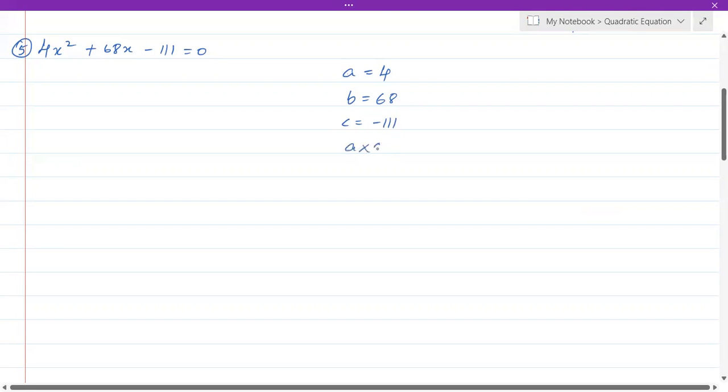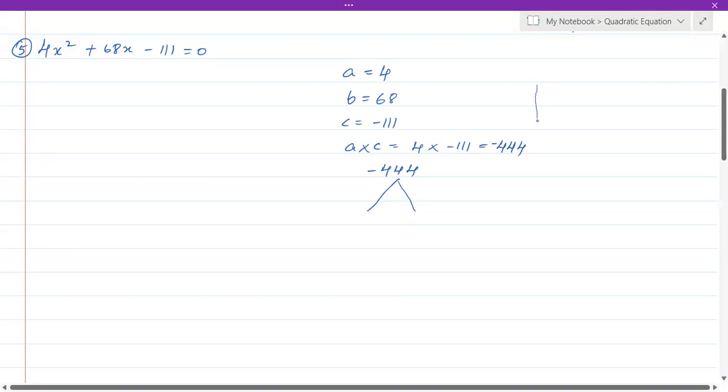The next step is we have to multiply a and c. So it is 4 into minus 111, which gives us negative 444. So if you multiply two numbers, you should get 444. At the same time, if you subtract, why subtraction? Because it is negative, isn't it? Minus 444. If you subtract, you should get 68. This is not easy, right? Finding two numbers where you multiply, you should get 444, that itself is a bit difficult. And you have to find those numbers in such a way that if you subtract them, you should get 68. So it's a bit tough.